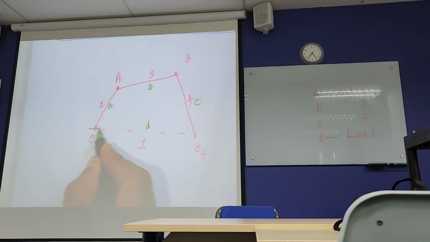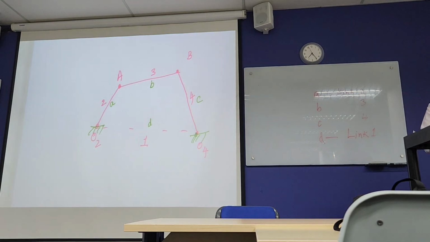So O2 is basically a ground link. O4 is a ground link. So this O2A you can consider as a crank. This is a connecting rod. This is also a connecting rod. All right. So when you go back to the slide.